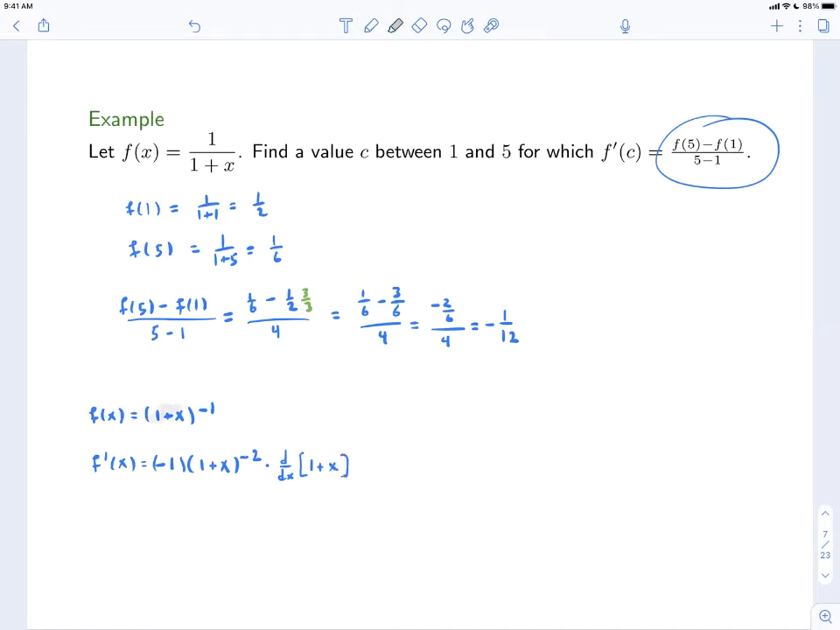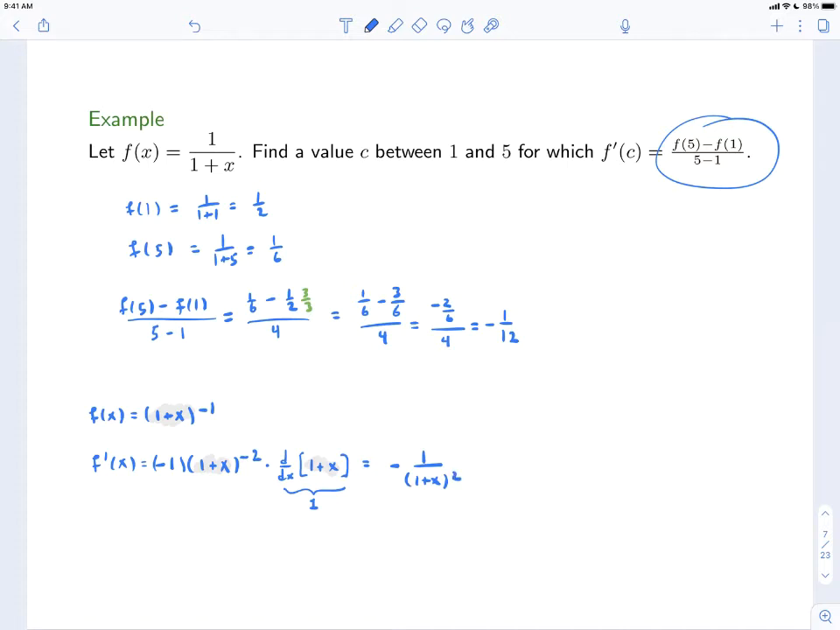So 1 plus x is our inside function. So you use the power rule, the minus 1 comes down here, and then it's minus 1 times whatever's inside raised to the negative 2 times the derivative of whatever's inside. Now the derivative of whatever's inside, that's the derivative of 1 plus x, which is just 1. So we just end up with minus 1 over 1 plus x quantity squared.